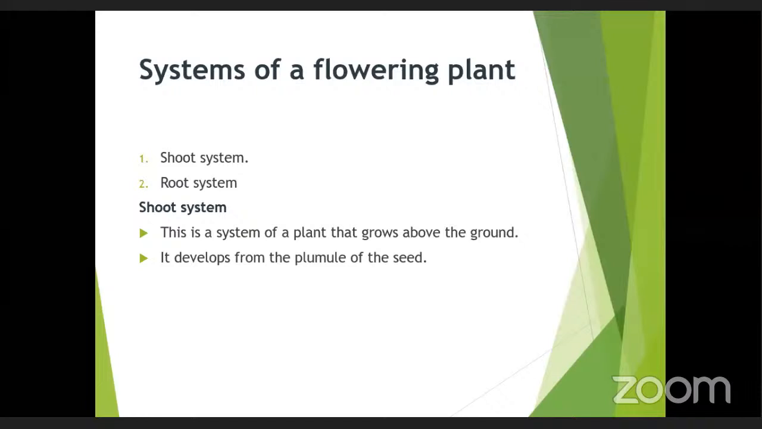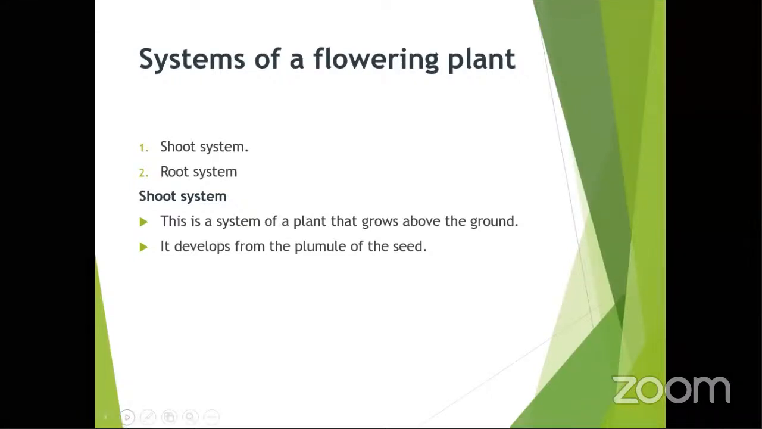Then there is a part which is called radicle. It is that part that develops into the root system. The radicle develops into the root system. As simple as that. So this is what you need to know about the shoot system. We need to now look at the parts that you've already listed down. Let's take a look at these parts.